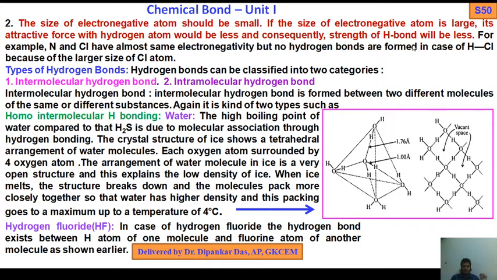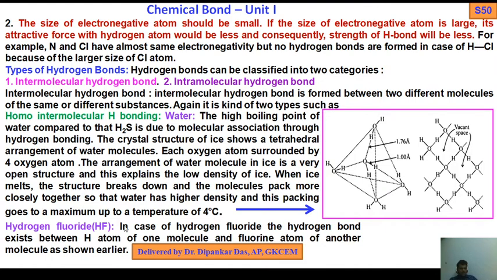Okay. The boiling point of water compared to that of H2S is due to molecular association through hydrogen bonding. The crystal structure of ice shows a tetrahedral arrangement of water molecules, each oxygen atom surrounded by 4 oxygen atoms. This is the vacant space. The arrangement of water molecules in ice is a very open structure, and this explains the low density of ice. When ice melts, what will happen? The structure breaks down and molecules pack more closely together so that water has higher density, and packing goes to a maximum at 4 degrees centigrade.